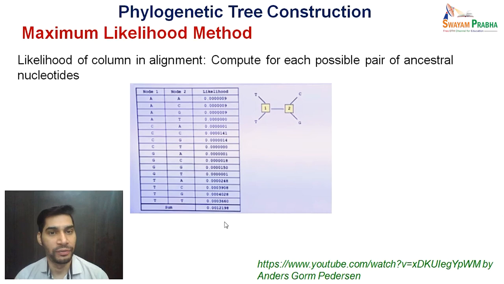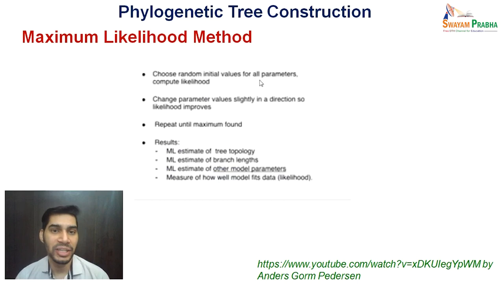In a similar way, you choose random initial values for all parameters, compute the likelihood, and change the parameters slightly in a direction so that the likelihood improves. So you keep on changing slightly with the intention that the likelihood has to improve, and you repeat until the maximum is found. The result is the maximum likelihood estimate of tree topology, of branch lengths, of other model parameters, and a measure of how well the model fits the data. So for the initial model which you took, you calculate the probabilities, try to predict the maximum likelihood based on different parameters, and then you determine which model fits best, that is, which has the maximum likelihood to fit the data you have now.